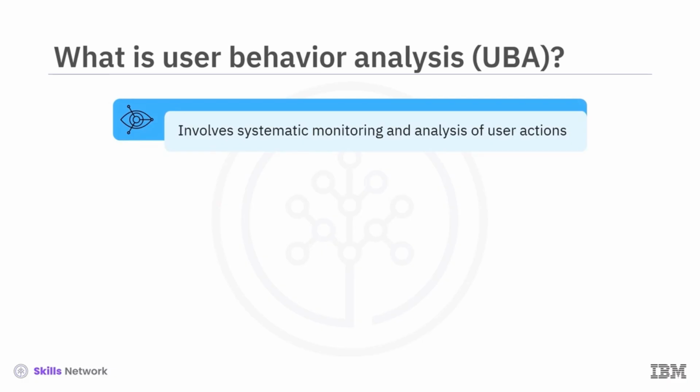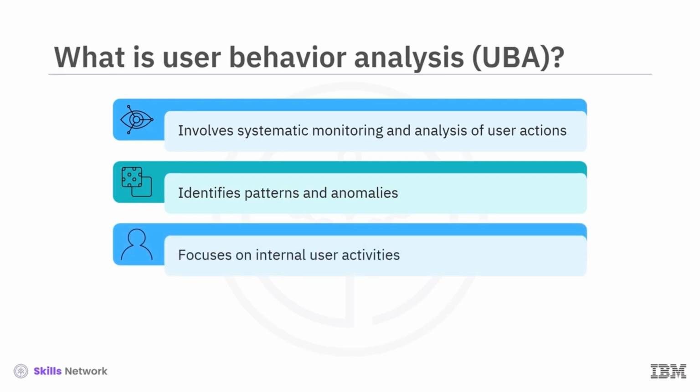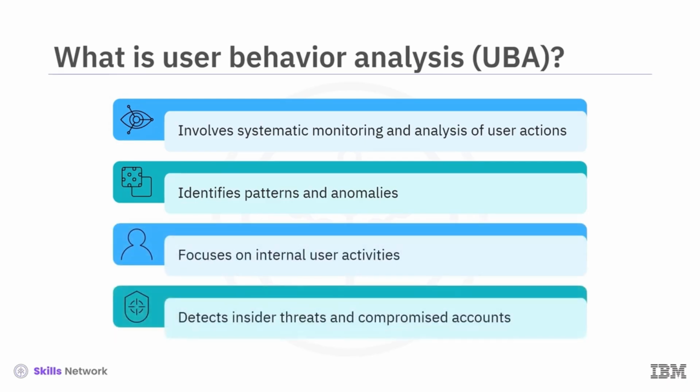User behavior analysis, or UBA, involves the systematic monitoring and detailed analysis of user actions within a network. Its primary purpose is to identify patterns and anomalies that could signal potential security threats. Unlike traditional security measures focusing primarily on external threats, UBA delves into internal user activities, helping to detect insider threats, compromised accounts, and abnormal behaviors that might go unnoticed.